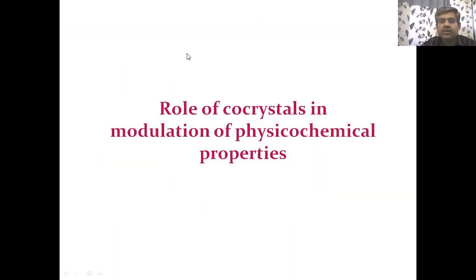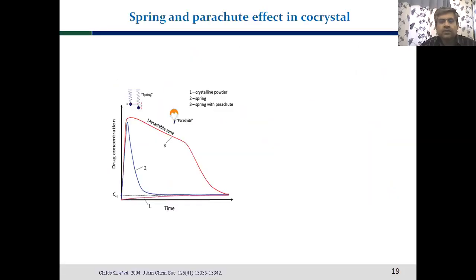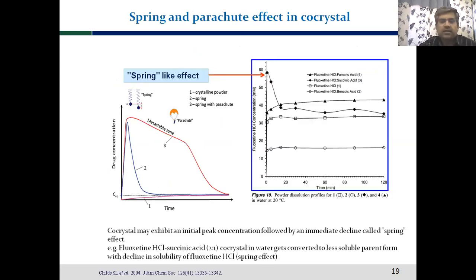Now we come to the discussion on role of co-crystal in the modulation of physicochemical properties. So the first and foremost property that any pharmaceutical development scientist is trying to address is that of the solubility. And co-crystals have been extensively used for this particular purpose. So here is one example of fluoxetine hydrochloride fumaric acid, fluoxetine hydrochloride succinic acid co-crystals, and then there is fluoxetine alone, and then there is fluoxetine hydrochloride benzoic acid co-crystal.